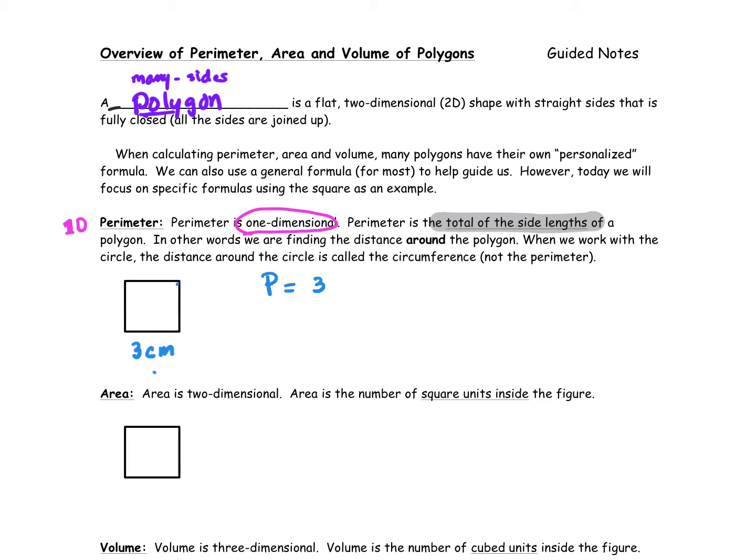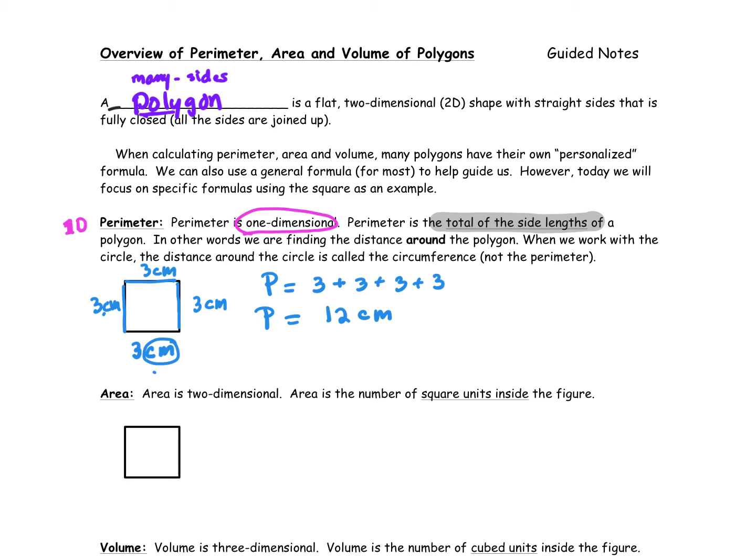Well, what do I know about this side? Well, it's a square, so it would also be 3 centimeters. This side would also be 3 centimeters. And this side would also be 3 centimeters. So I would write 3 plus 3 plus 3 plus 3. And so the perimeter, the distance around it, would be 12. And our unit of measure was centimeters, so we'd write 12 centimeters.